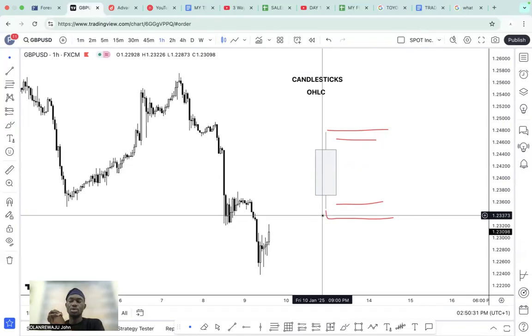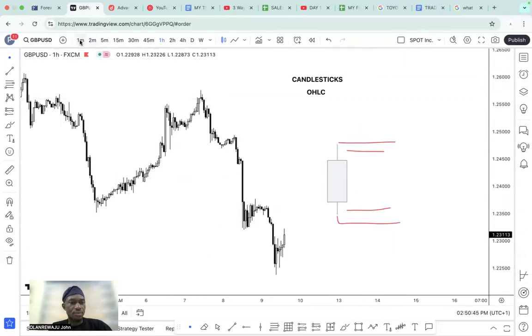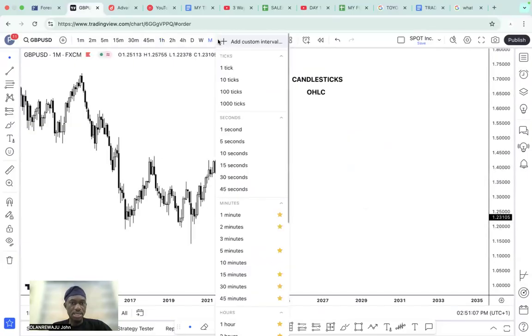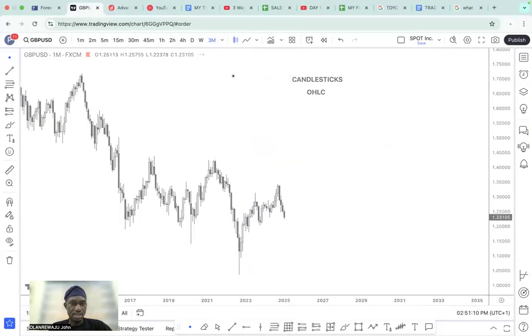The other thing I want to talk about when it comes to candlesticks is what we call time frames. Time frames are what we use in analyzing the markets. All these things you can see up here are what we call time frames. M stands for minutes, H stands for hours, D stands for daily, W stands for the week, and M stands for the month, which is 1 month. And when you see 3 months, it is 3M.